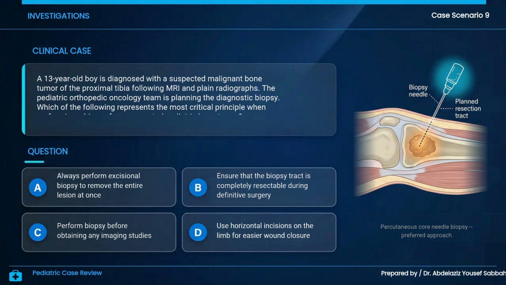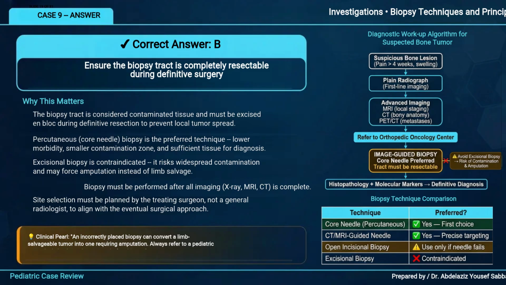Option A. Always perform excisional biopsy to remove the entire lesion at once. Option B. Ensure that the biopsy tract is completely resectable during definitive surgery. Option C. Perform biopsy before obtaining any imaging studies. Option D. Use horizontal incisions on the limb for easier wound closure. The correct answer is Option B. Ensure the biopsy tract is completely resectable during definitive surgery.